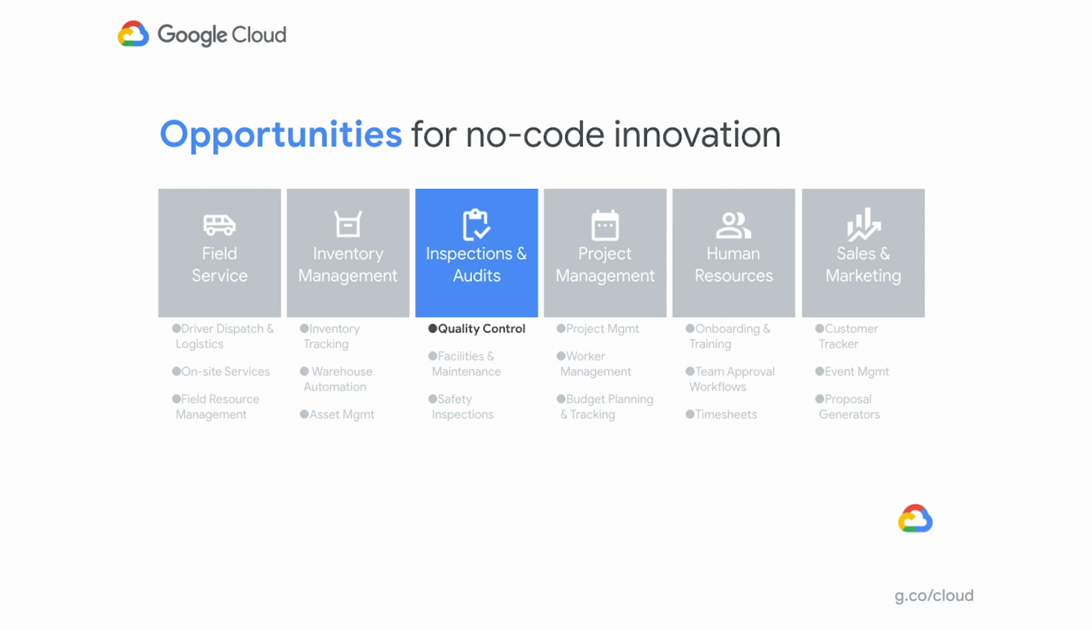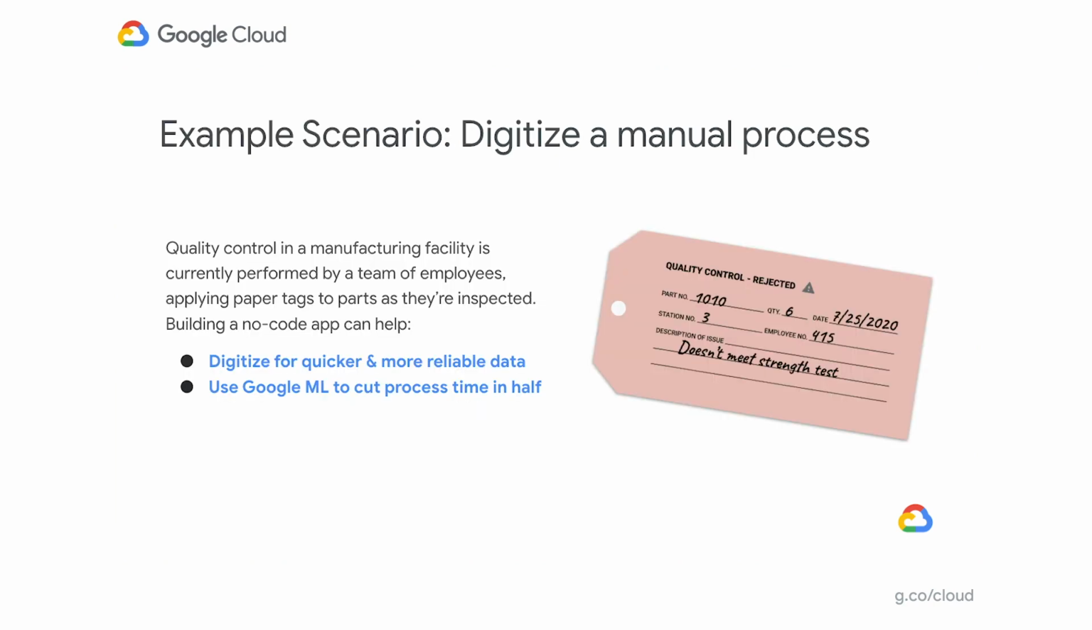So let's look at this example of how to get started building a no code application that helps a manufacturing team perform quality control inspections more efficiently from their mobile devices. Specifically, let's digitize their inspections, taking it from a pen and paper process to a mobile app. And then Tony can help take that app and make it even more efficient by building a machine learning model into it with just a few steps.